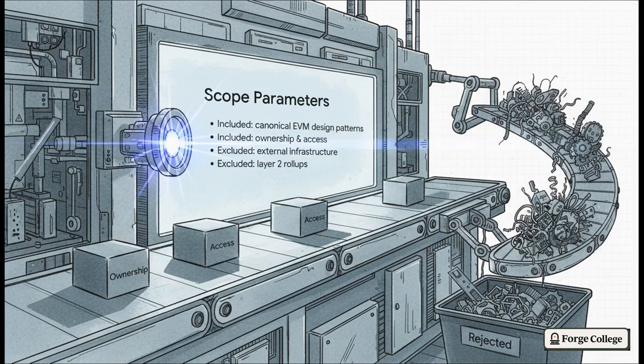We are ruthlessly tossing out external infrastructure patterns. Things like Layer 2 rollups or off-chain oracles just don't belong here, unless they heavily, and I mean heavily, interact with native Anchor account modeling. We have to keep our focus laser sharp.